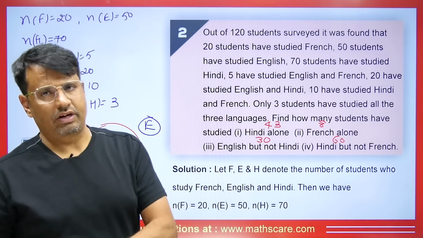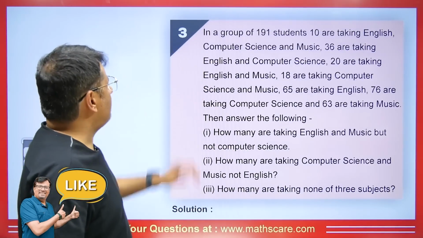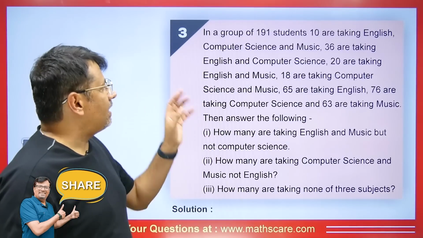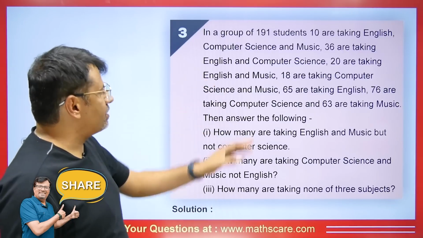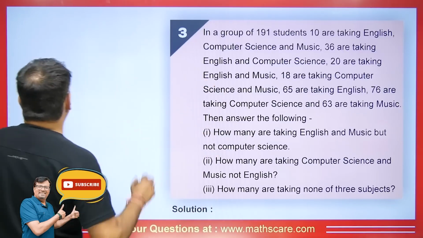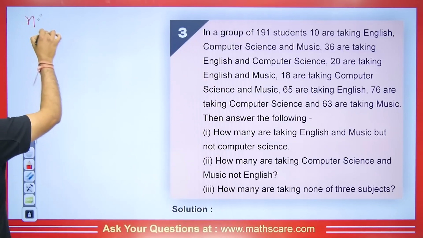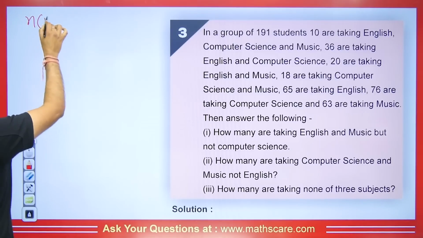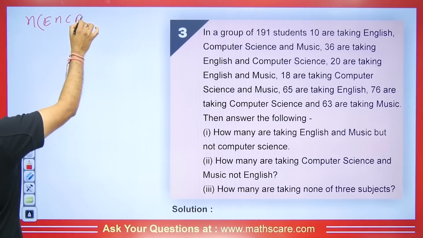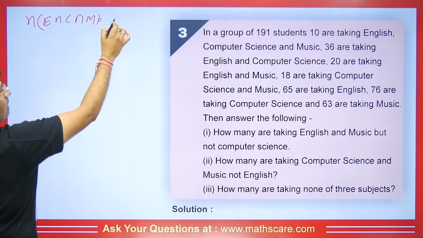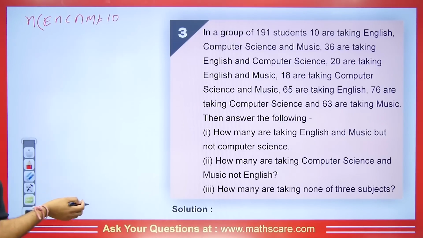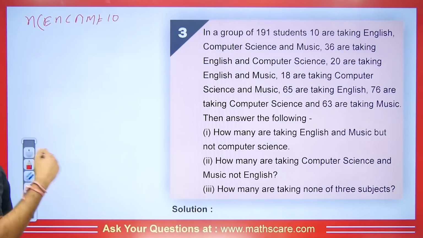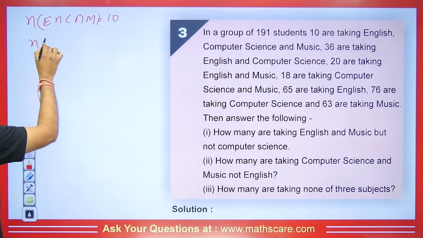For the third question here, in a group of 191 students of which 10 students are taking English, computer science and music. Okay, let me just write down the data which will make things easier for us. For the first part, students studying English, computer science and music. That is N of E intersection C intersection M is equal to 10. Next, 36 are taking English and computer science. So N of E intersection C is equal to 36.